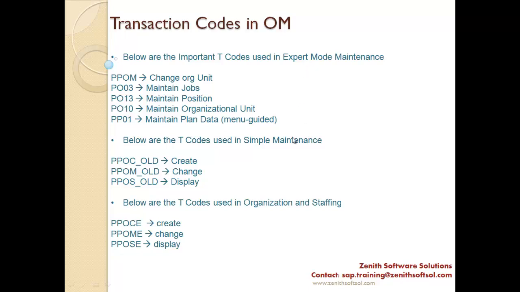In any of these interfaces, when you create an org structure, it is automatically reflected in the other interfaces. Whatever org structure you have created through simple maintenance, you will be able to see in expert mode maintenance. Similarly, if you create the organizational structure through the interface called organization and staffing, you will be able to see whatever has been created in simple maintenance and expert mode. These three interfaces are related to each other. Even if you create the org structure in one interface, you can see it in another interface.